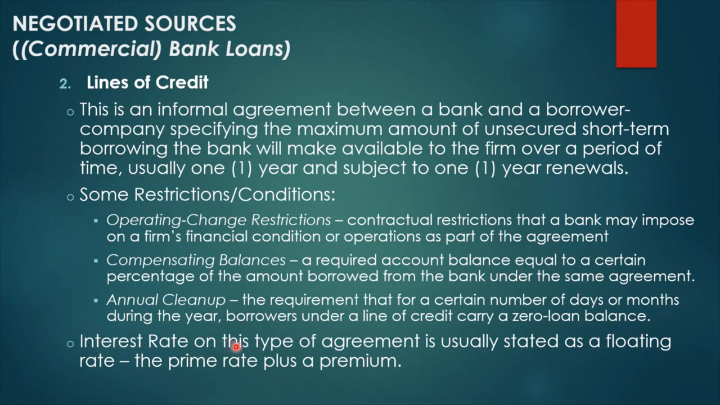Now, the interest rate on this type of agreement is usually stated as a floating rate, the prime rate plus a premium. Why? Because this is a special transaction. Considering the fact that you're reserving some amount of cash to give to the company, of course it needs additional payment, additional income, or an additional service fee. That's why it is the prime rate plus a premium.